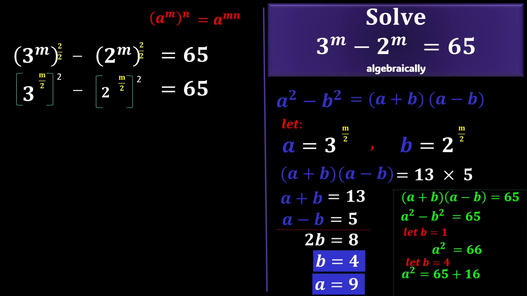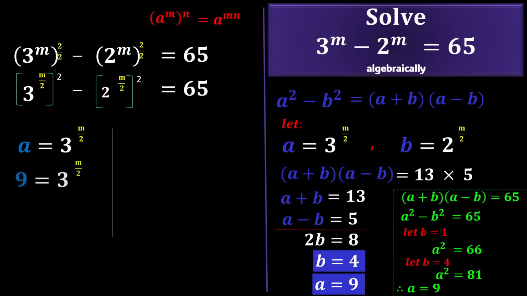If we substitute b equal to 4, we get a squared is equal to 65 plus 16, which is a squared is equal to 81. So therefore, a will be equal to 9. Right. Now, next. Remember, we let a equal to 3 to the power of m divided by 2, and we now know the value of a.